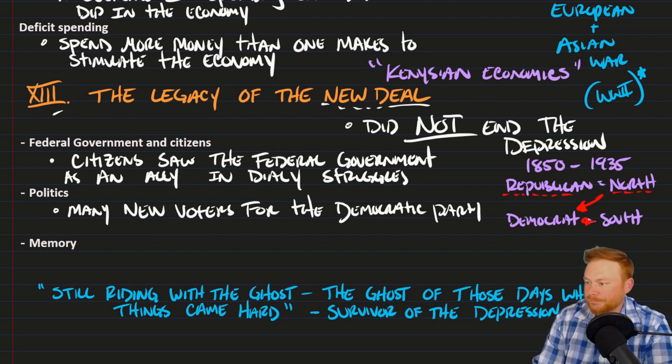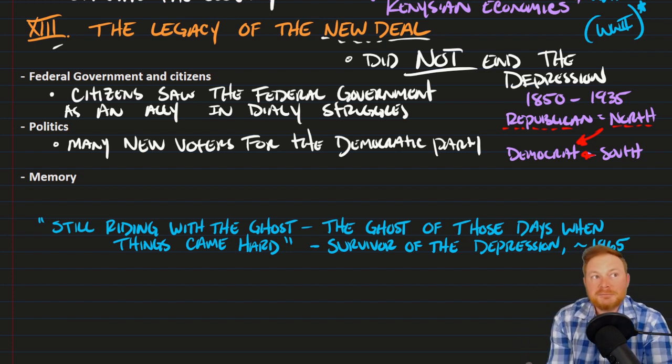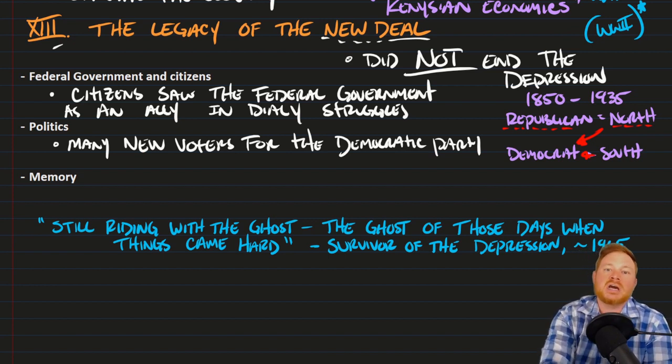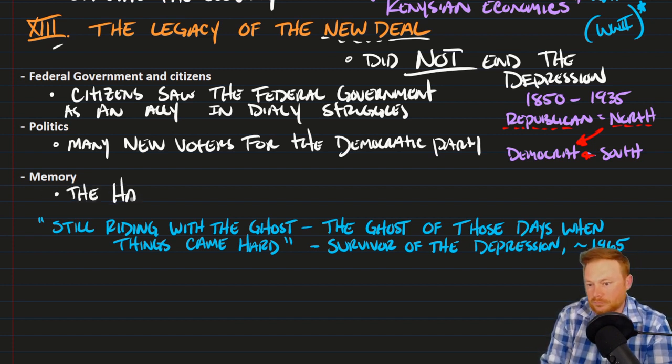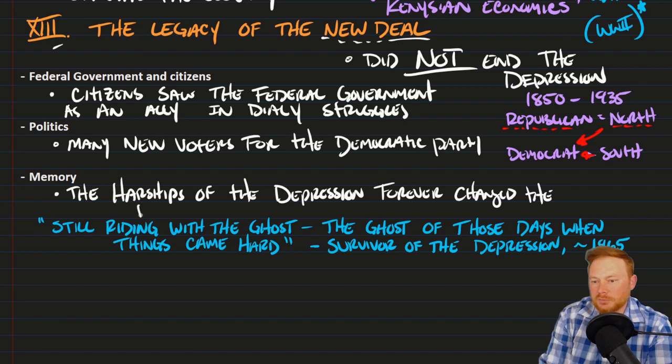And maybe most importantly, or not most importantly, actually, but for everyday people, it was the memory of the Great Depression. The Great Depression was one of those events that for people who lived during that time, or even if you know relatives that lived during that time, the memory of the Depression shaped people's behaviors and attitudes for generations afterwards. We'll say the hardships of the Depression forever changed the people who lived through it.